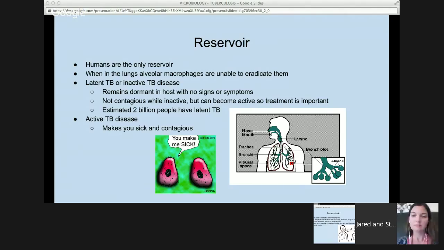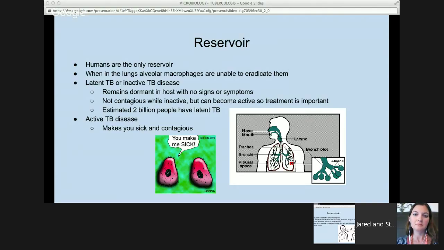Humans are the only reservoir for tuberculosis. When TB enters the lungs into the alveoli, which are small sacs at the end of the lung bronchioles where gas exchange takes place, the alveolar macrophages are unable to eradicate them.